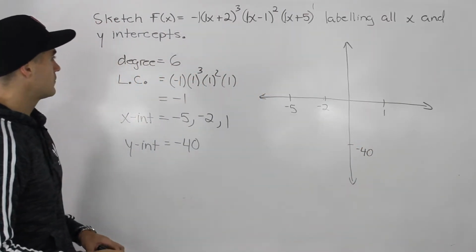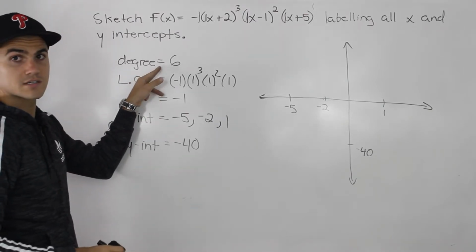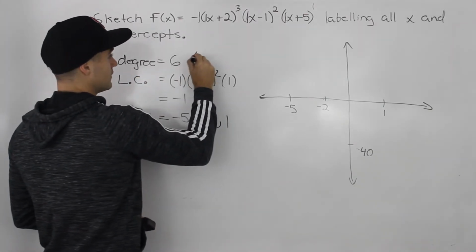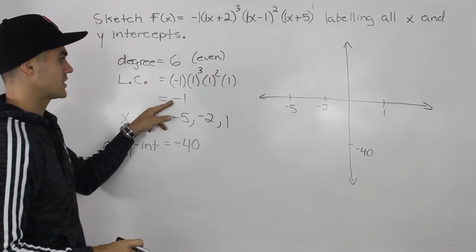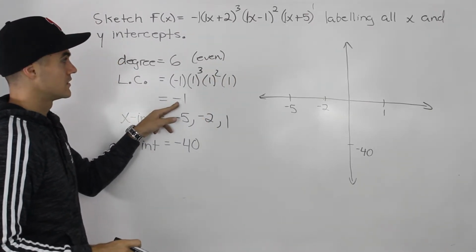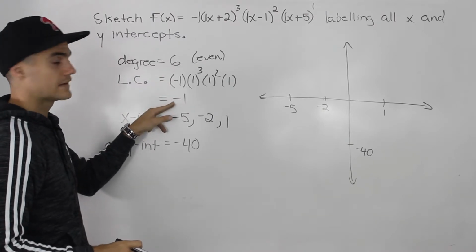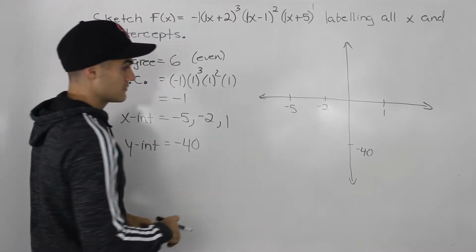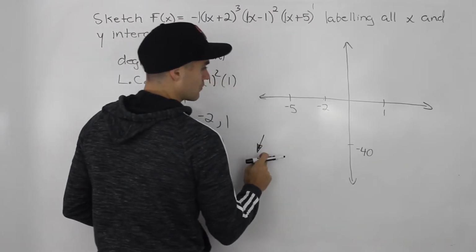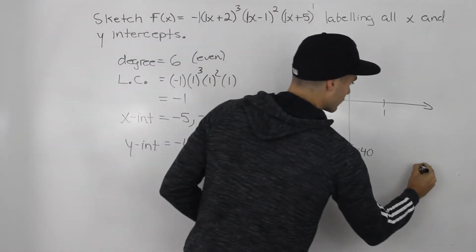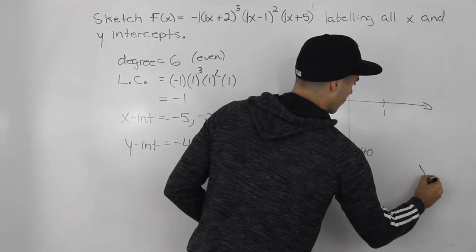And then what about the end behaviors? Well, the degree is 6, so it's an even degree. And then the leading coefficient is negative. So an even degree, negative leading coefficient, by this time you should know the end behaviors are going to be what? It's going to go from quadrant 3 and end off in quadrant 4.